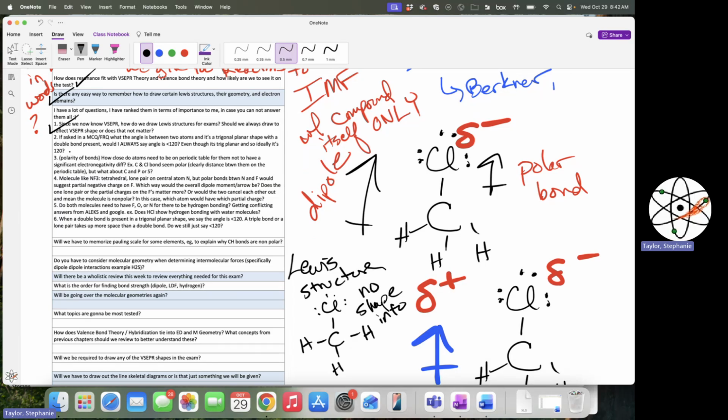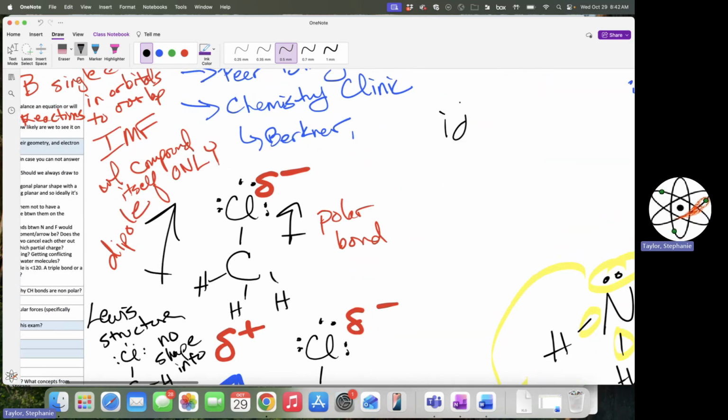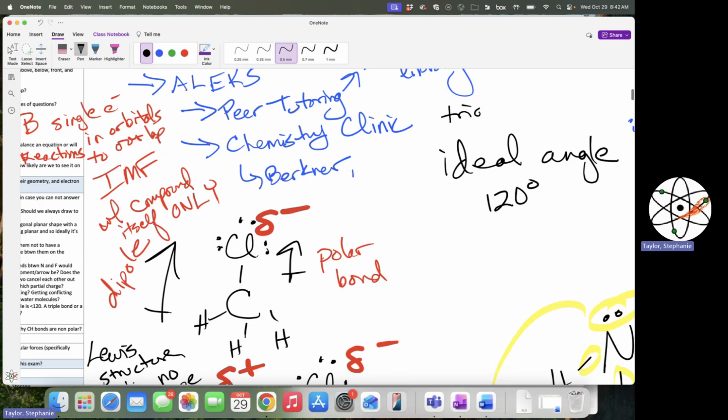If it's asked in a multiple choice or free response, what's the angle between two atoms in trigonal planar with a double bond? The question is kind of about ideal and actual. So just keep in mind to read the question, because we can ask you for an ideal angle, in which case we just want that. This was about trigonal planar specifically.